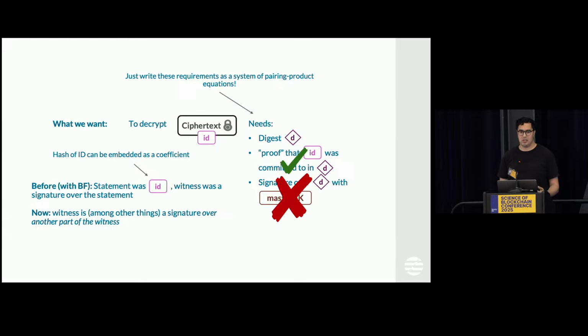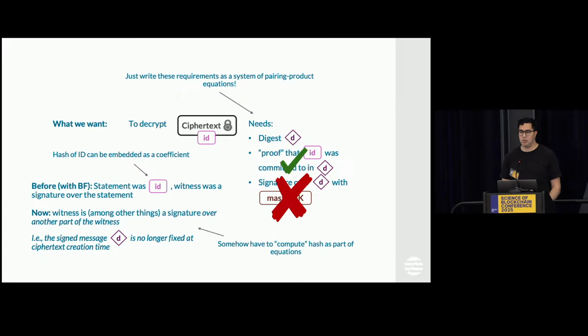But with us, things are different, because now we're trying to verify a signature over this digest. And this digest is actually not fixed at ciphertext creation time. So what this means is that to instantiate this, you might have to embed the hash computation, or at least a verification of a hash computation, as part of the system of linear equations. And that seems like a hard problem, because hashes are quite nonlinear.